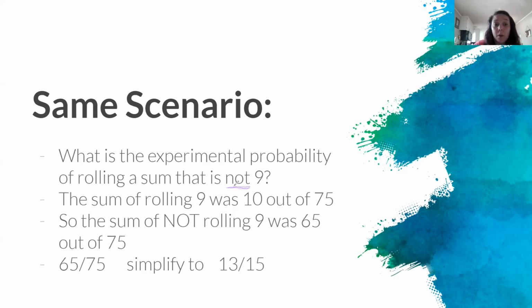So in the last question, when we were rolling a sum of 9, you found that there were 10 times that happened out of 75. So the number of times not rolling 9 would be 65. The way that I found that is there were a total of 75 rolls, and 10 of them was when 9 occurred. So I would just subtract the difference, which is 65. So then the probability of not rolling 9 would be 65 out of 75, which you can see right here. And then again, simplifying it, 5 goes into both of those as well, which will simplify to 13 out of 15. Okay.